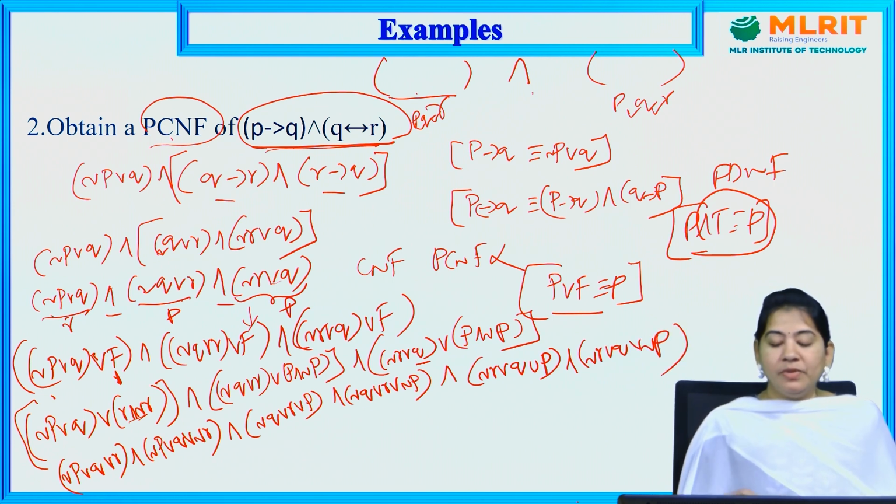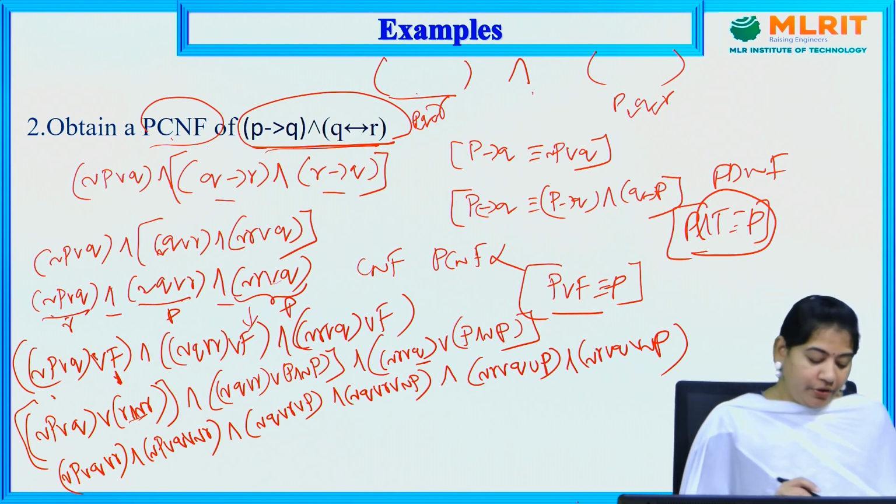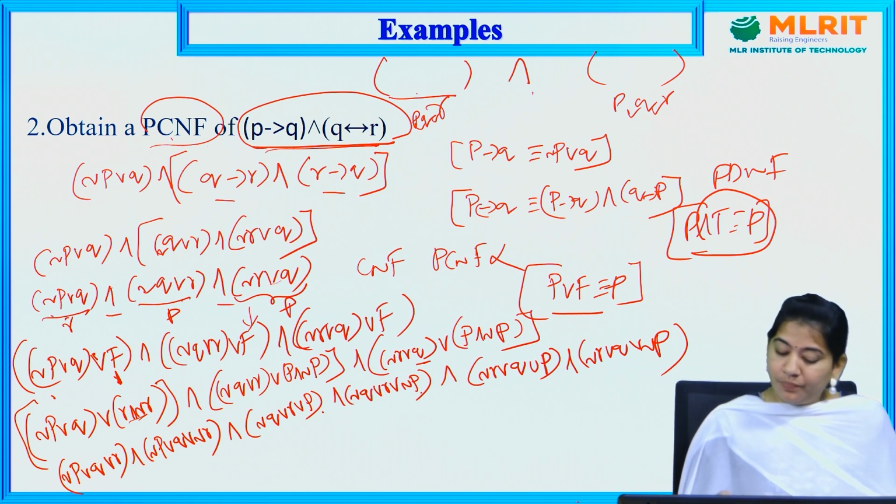So from this again you need to observe which terms are repeating here. If you observe, negation P or Q or R is repeating.